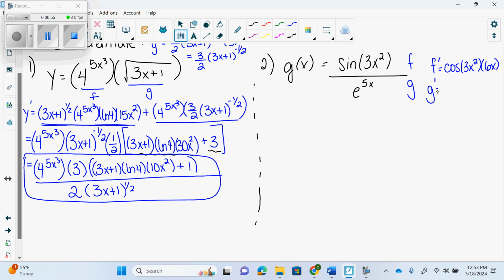E to the 5x is a numerical base to a variable exponent, right? We rewrite it. Ln the base. What's ln of E? 1. What's the derivative of 5x? 5. Okay. So G prime of x is e to the 5x times 5. So we get G F prime, which is 6x cos 3x squared. If you write it the other way, it doesn't really matter.